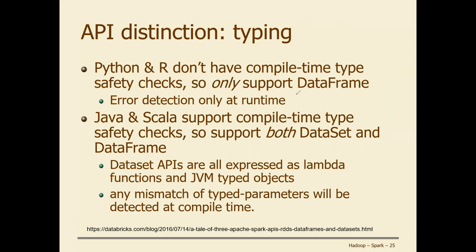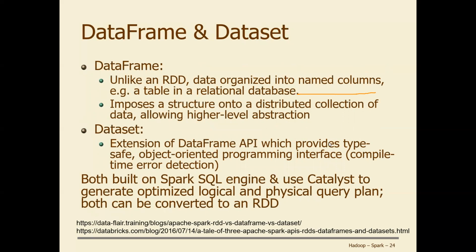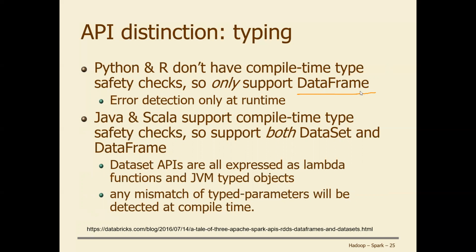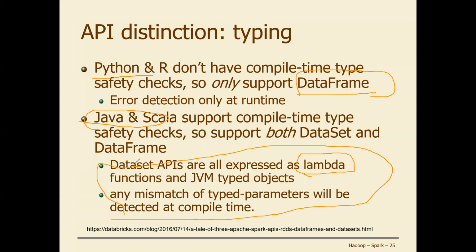Python only supports data frames. It does not support data sets. Java and Scala support compile time type safety checks, so they support both data sets and data frames. So in this case, I do want to have type safety checks. Type safety is not provided by Python, so it can only support a data frame. Data set APIs are all expressed as lambda functions. This is the type of function which is used in Spark. We call them lambda functions. We will look at this in detail later. Just keep in mind that in Python I can simply use data frames, and in Java and Scala I can use both data sets and data frames because they support compile time type safety checks. These are very well developed programming languages as compared to Python and R.